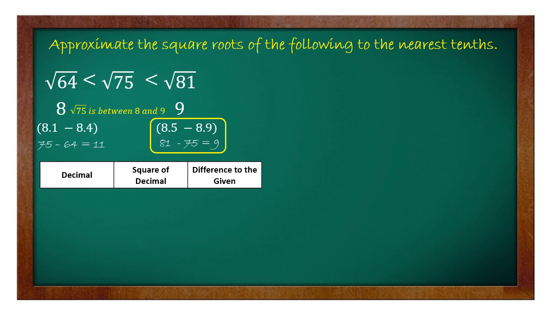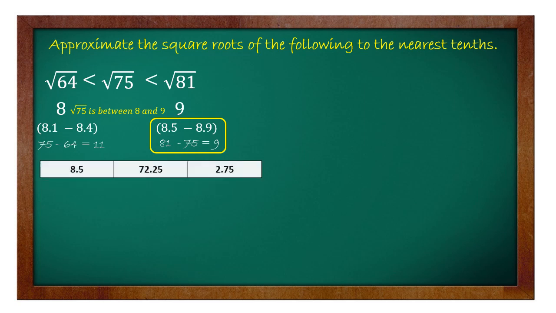And then, we are going to square the decimal. Ibig sabihin, i-multiply mo sa sarili niya. Kung 8.5 siya, that means 8.5 times 8.5. Kung 8.7 naman siya, ibig sabihin, 8.7 times 8.7. Okay? And then, we are going to get the difference nung ating square doon sa given.